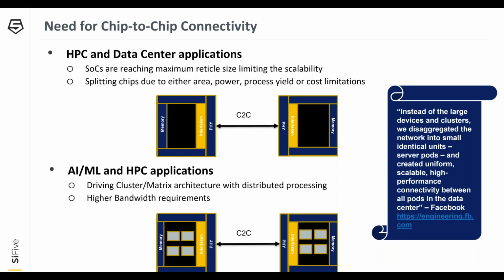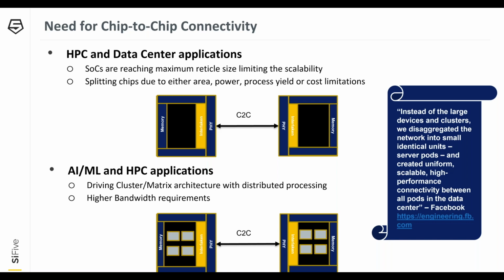In one of the engineering papers at Facebook, they mentioned how they build server racks. It says, instead of large devices and clusters, we disaggregated the network into small identical units called server pods and created a uniform, scalable, high-performance connectivity between all the ports in the data center. The connectivity is where we foresee Interlaken coming into play more and more.